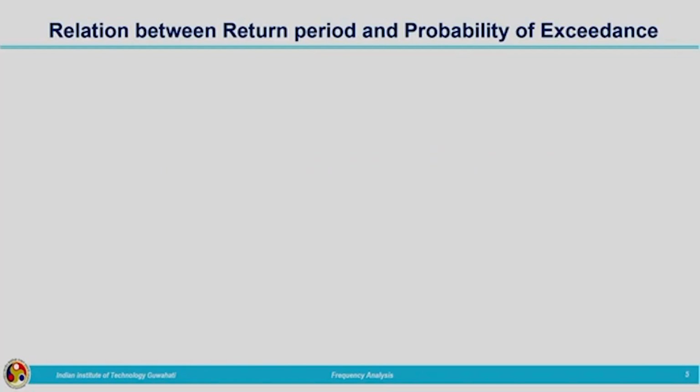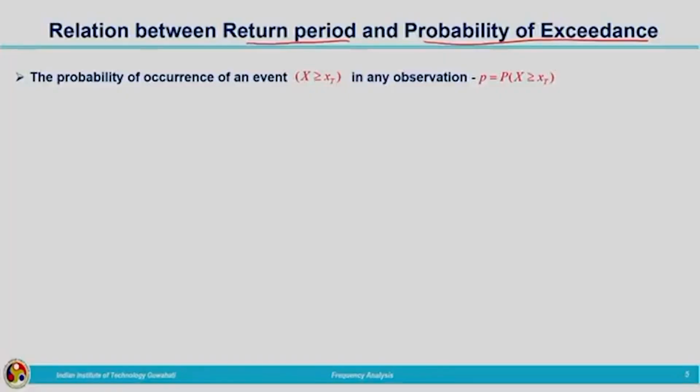Now, coming to the relation between return period and probability of exceedance. For that we need to understand what is meant by probability of exceedance. Probability of exceedance is the probability corresponding to an event which is equal to or exceeds the corresponding value within a return period of certain years. So, the probability of occurrence of an event capital X greater than or equal to small xt in any observation is represented by small p, that is, p equals P(X ≥ xt).